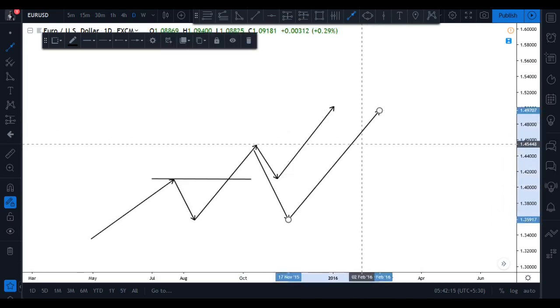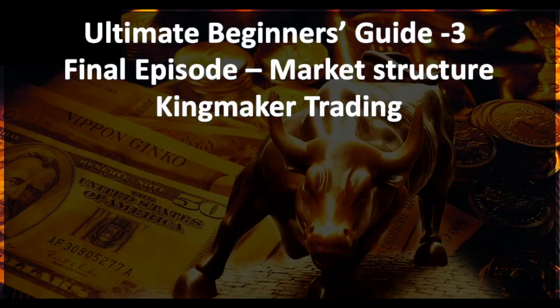All right, that is all you need to know about market structure in order to get into trading.